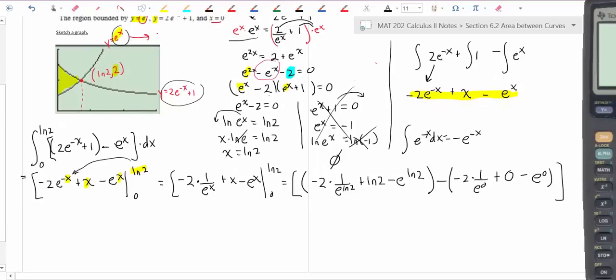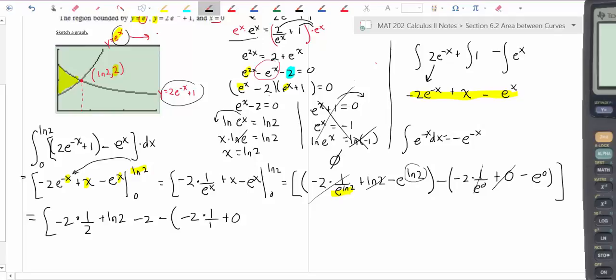Okay, so we need to crunch out the details and see what we get. I'm going to move this over here. So we have negative 2. Now see, e to the ln2 right here is 2, so you'd have 1 over 2 there. And then the ln2, that takes care of that. ln2 is a constant, so just leave that alone. This e to the ln2 again is going to be 2, it's a basic property. And then we're going to have minus negative 2 times 1 over 1 plus 0, and then e to the 0 is going to be minus 1 like that.